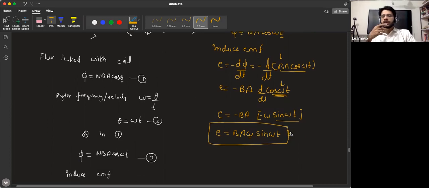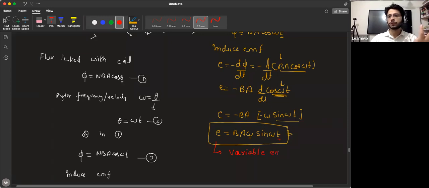Okay, what type of EMF is this, Arpit? Is it a constant EMF or a variable EMF? Sir, it will vary. Why, Arpit, will it vary? Sir, according to the value of the sine. Because it depends upon time, right? Yes. It depends upon time. So when time changes, EMF will change. So it's a variable EMF.